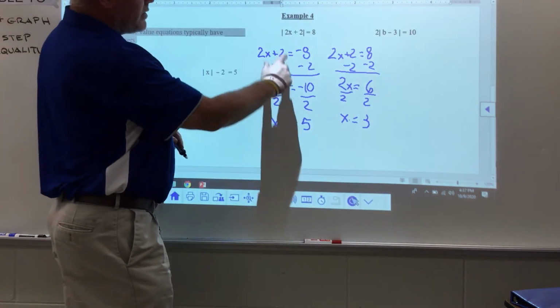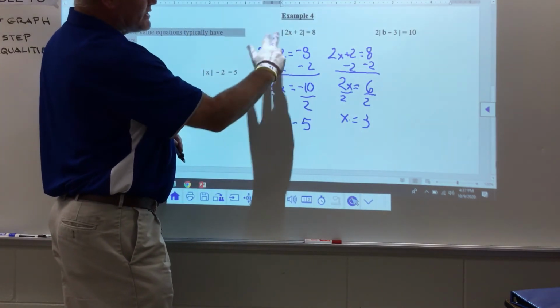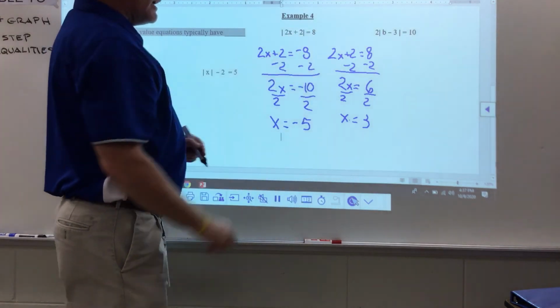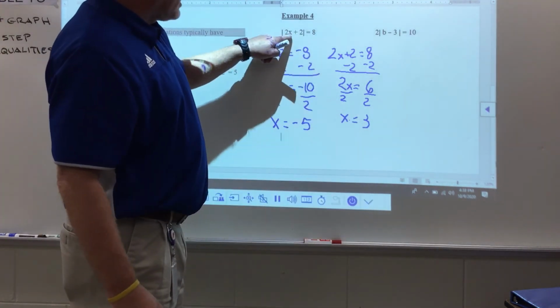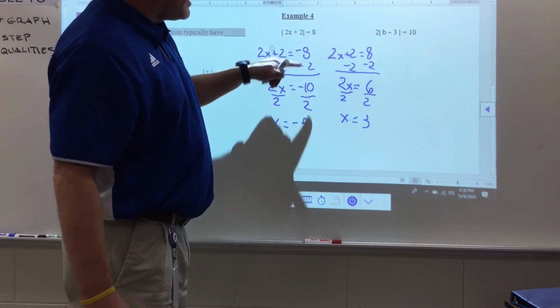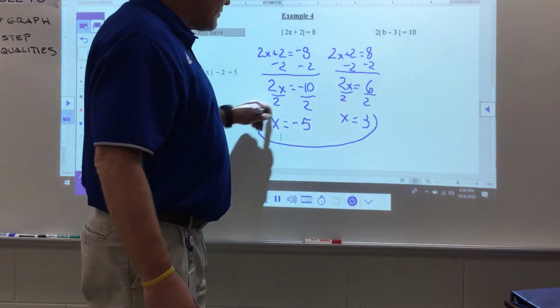Run a quick check with them. 2 times negative 5 is negative 10. Plus 2 is negative 8. The absolute value of negative 8 is 8. Check this one. Plug it in. 2 times 3 is 6. Plus 2 is 8. The absolute value of 8 is 8. So those guys check out there.